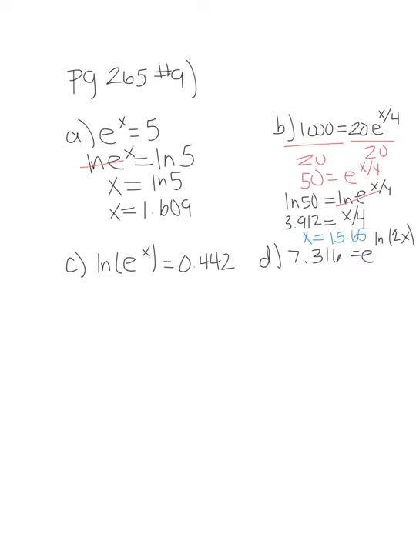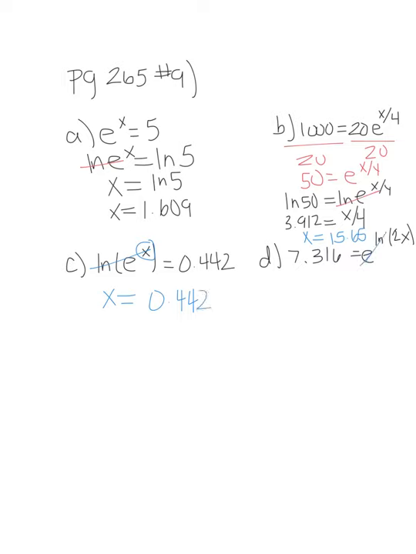All right, now part C. Part C is kind of trying to trick you. It has a ln and an e right here together. They cancel out. So what this really means is that this exponent x comes down, and it's giving me my answer right away.